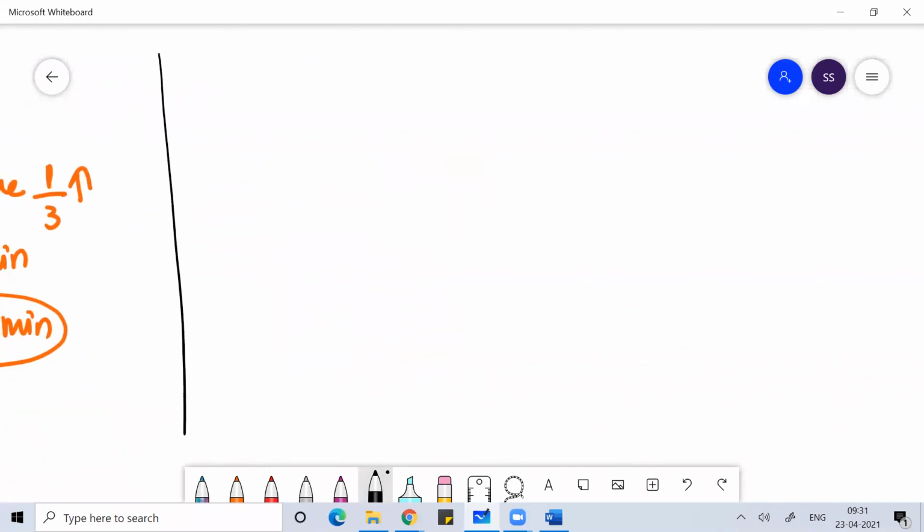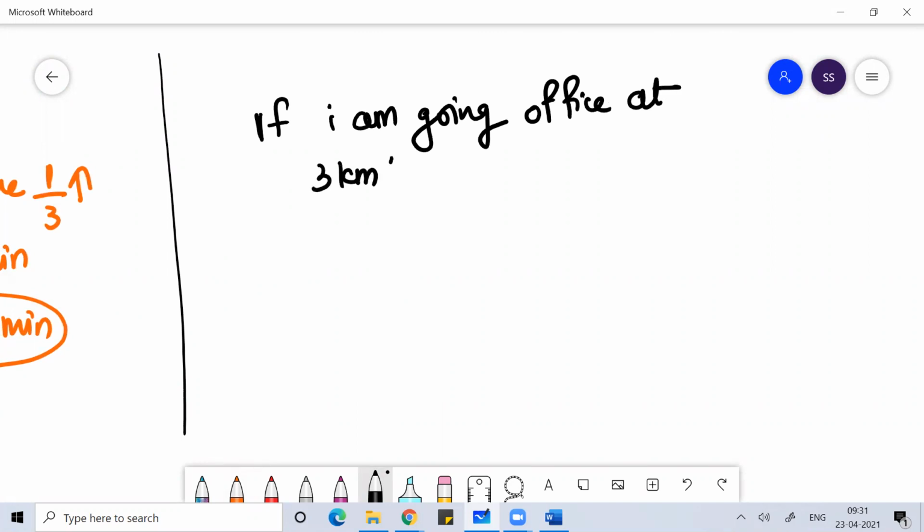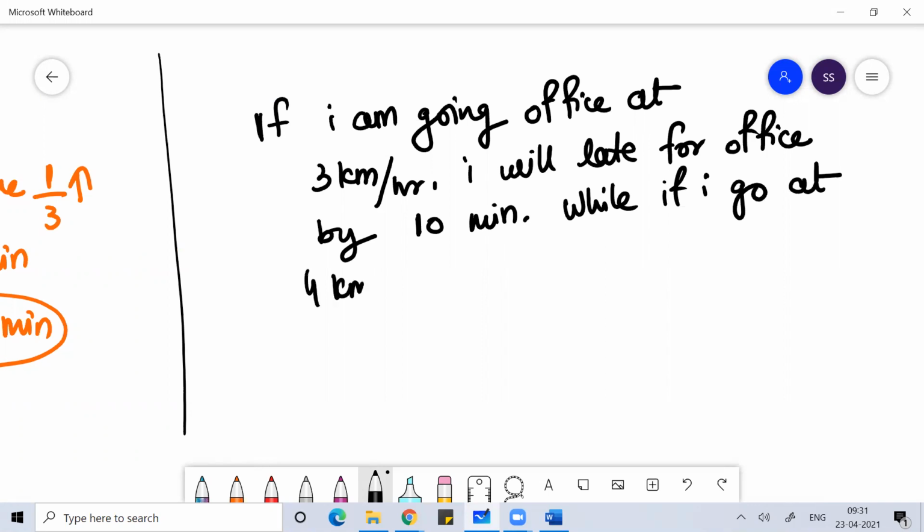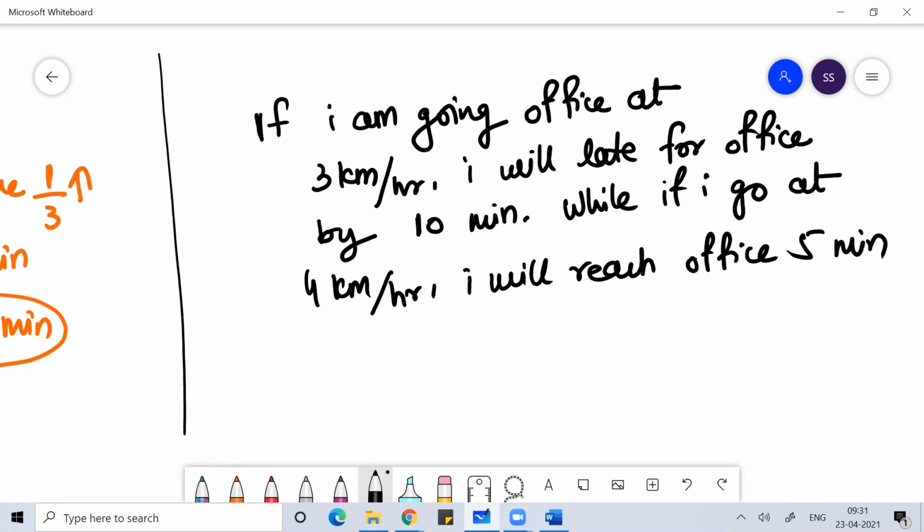Then you may get a problem like: if I'm going to office at 3 kilometer per hour, then I will be late for office by, suppose, 10 minutes. While if I go at 4 kilometer per hour, I will reach office 5 minutes early.